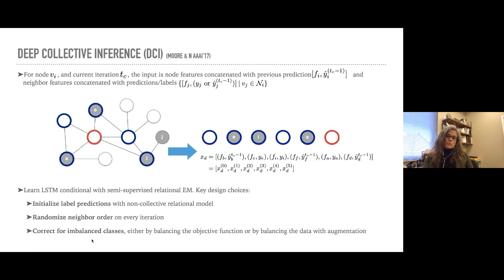And the three design choices that were really crucial to getting this model to work was to start the collective inference process not from random predictions, which is typical if you were going to use Gibbs sampling in a graphical model formulation, but to initialize from a better starting state, if you will, by populating the predictions with a non-collective relational model. And then we had to randomize the neighbor ordering on every iteration, every epoch of learning, and I'll come back to that later in the talk. And we also had to correct for imbalanced classes to balance the objective function.